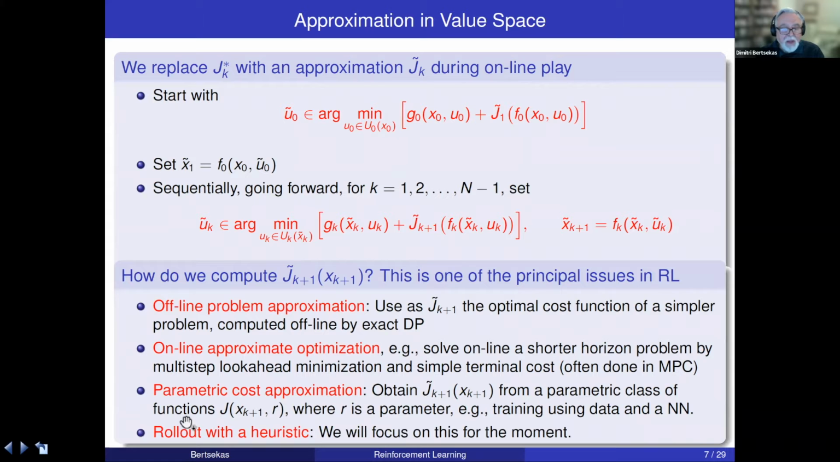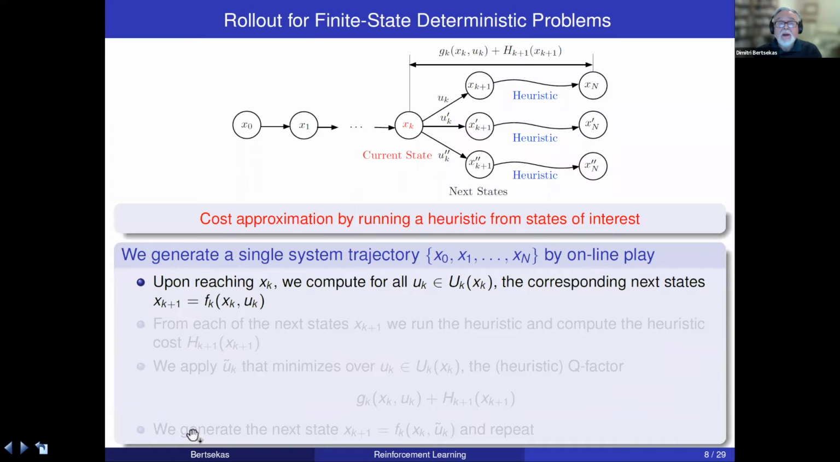And another possibility is rollout with a heuristic. And I will explain it and demonstrate it, and postpone discussion of these other methods for later. Okay. So remember that what we want to do is calculate online a control at every encountered state.